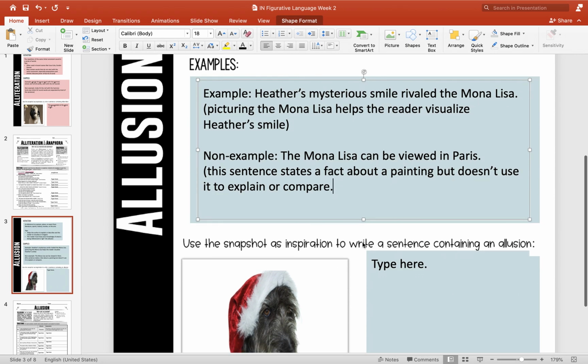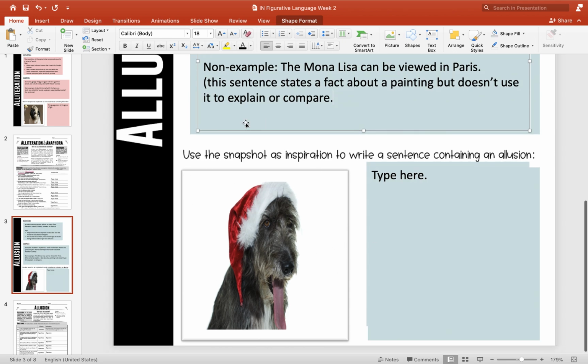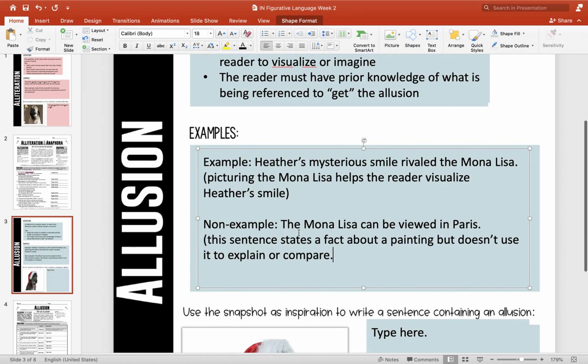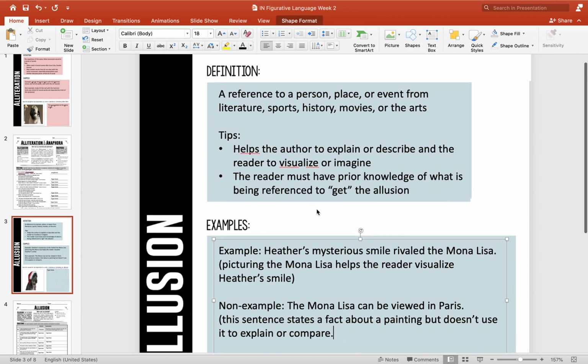Okay, so the next thing you're going to do is write your own sentence containing an allusion. And I want you to use this picture of the dog as your inspiration. So this one's going to be pretty simple because he's wearing a Santa hat. So if you write a sentence about the dog and something having to do with Santa, then you are creating an allusion to what we already know about Santa Claus. And I'm not going to do it for you because I want to see what you come up with. So let me zoom out just a second and give you a chance to take a screenshot if you need it.